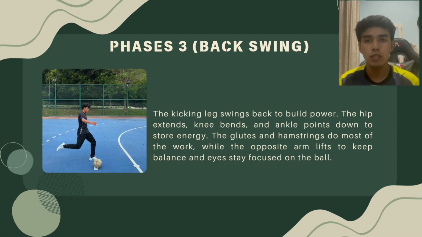The main muscles that need to work are the gluteus and hamstring, while the opposite arm lifts to keep balance and the eyes focus on the ball to make sure the accuracy of the kicking is the best.